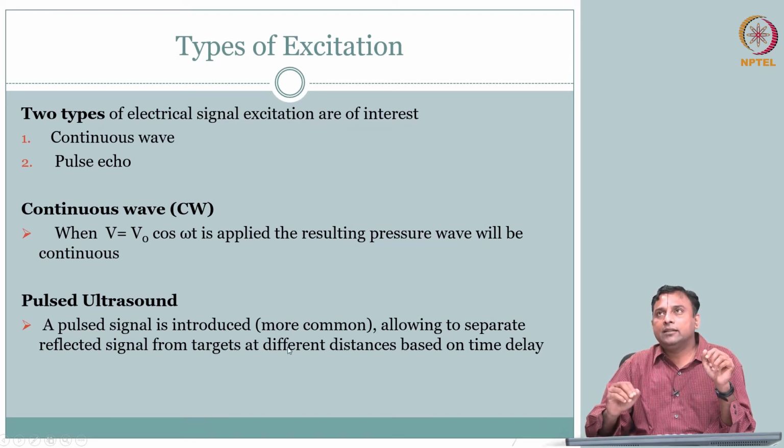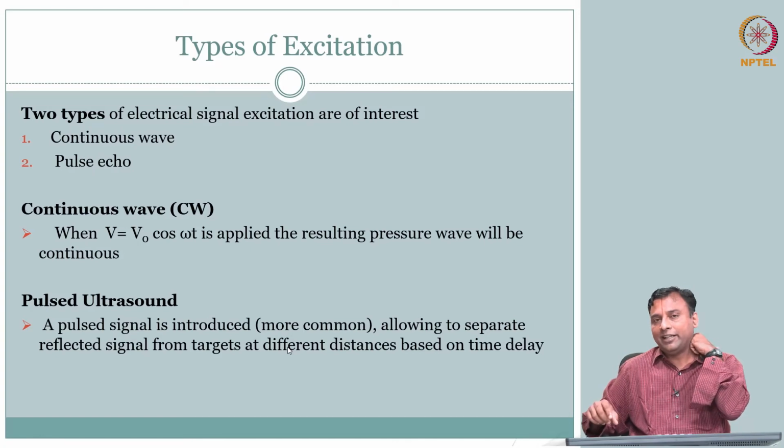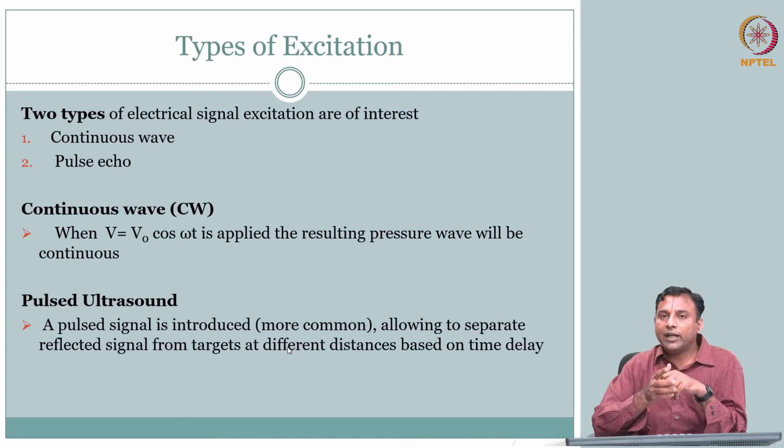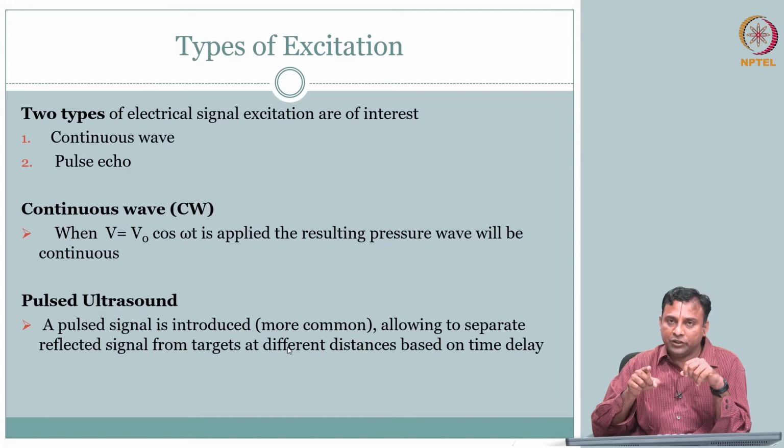So the idea here is this: instead of continuously applying, I will send a short burst, right? I will apply a sinusoid for a short duration. So that's why we call it a pulse. A small, 2-3 cycles of a sinusoid I will hit. Then what happens? This pulse goes inside the tissue.